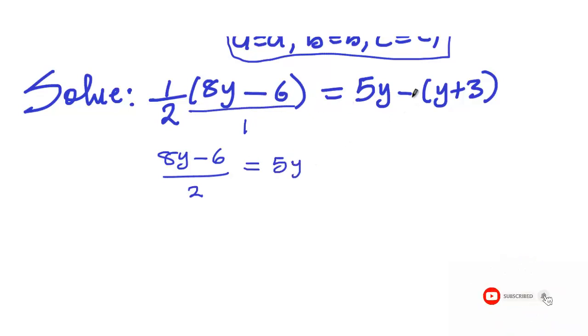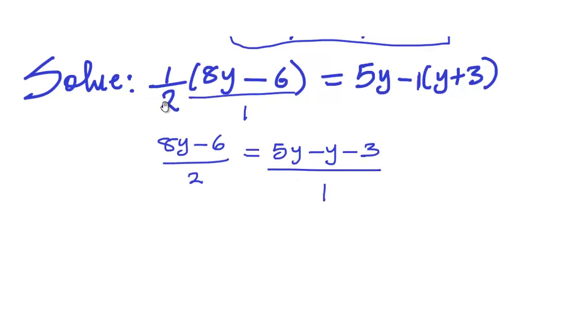5y. Now you have to be very smart here. This minus here, there's an invisible 1 here. So we're going to be using this minus 1 to open this bracket. So that will be 5y, right? Minus 1 times y, that is minus y. Then minus 1 times 3, that is minus 3. So everything here basically can be written as over 1.